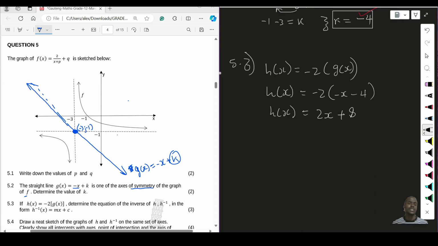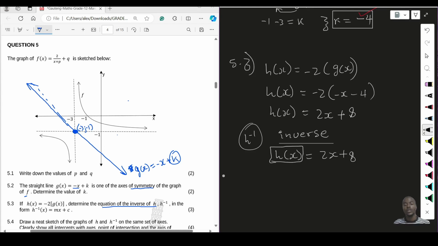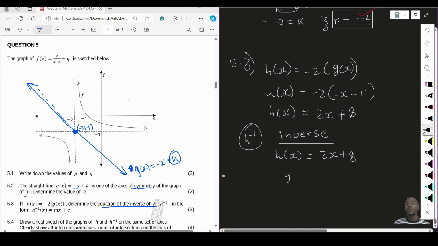But what does the question say? It says determine the equation of the inverse of h. So we must determine the inverse of h. Remember that when we talk about the inverse now, we have to interchange the x and the y. So for the inverse, now you know that we have h of x is equal to 2x plus 8. We are not going to use h of x. We must use y instead. So we're going to say y is equal to 2x plus 8.